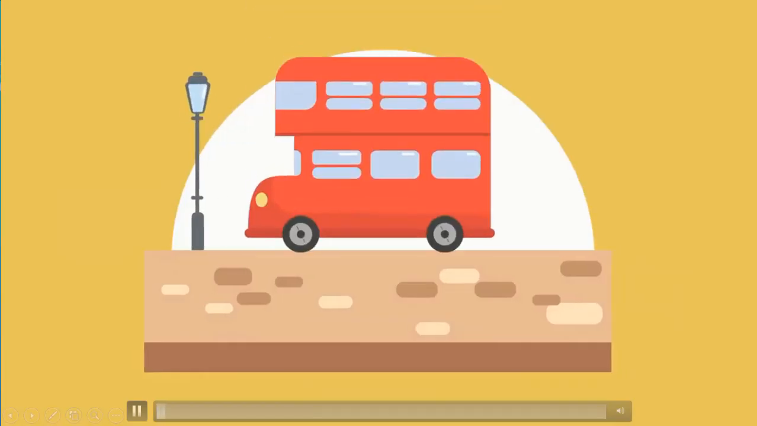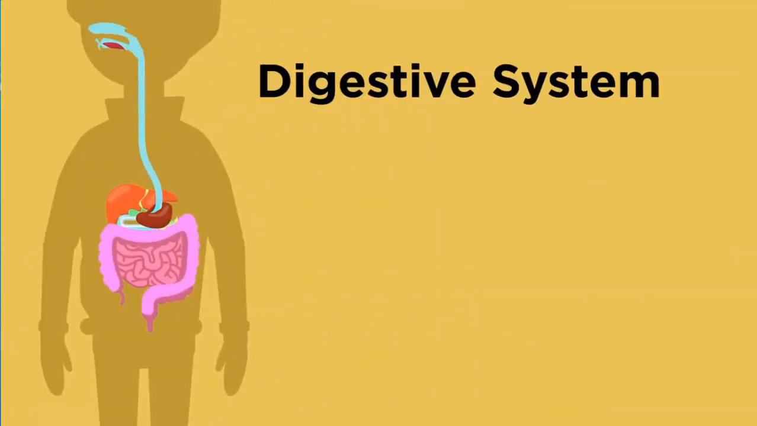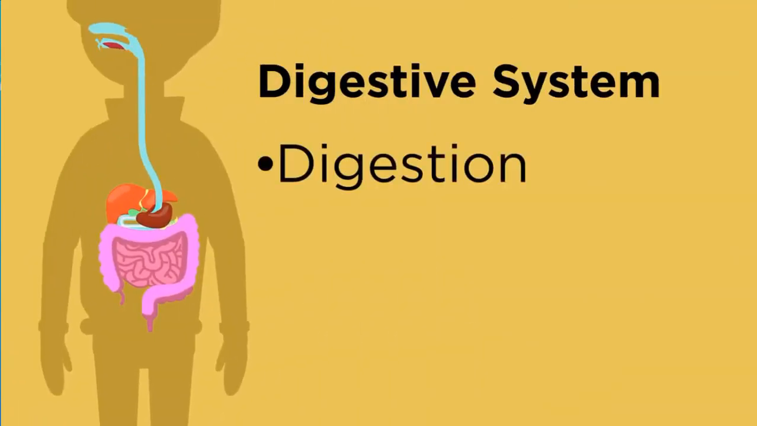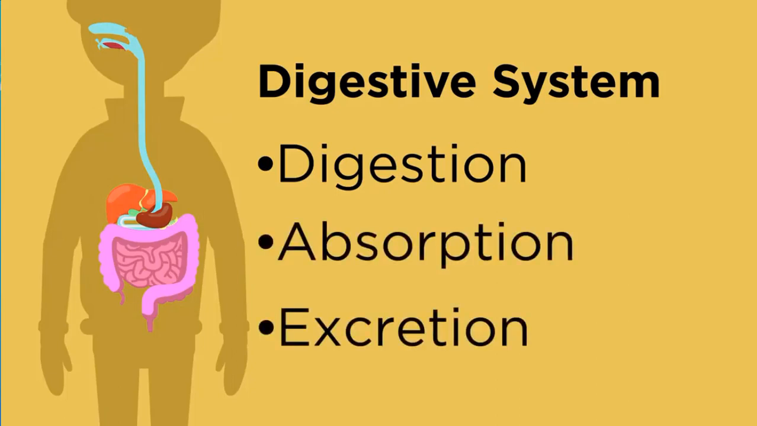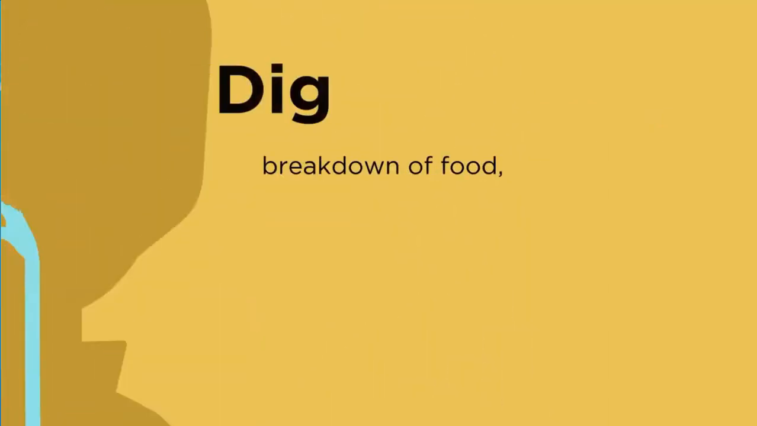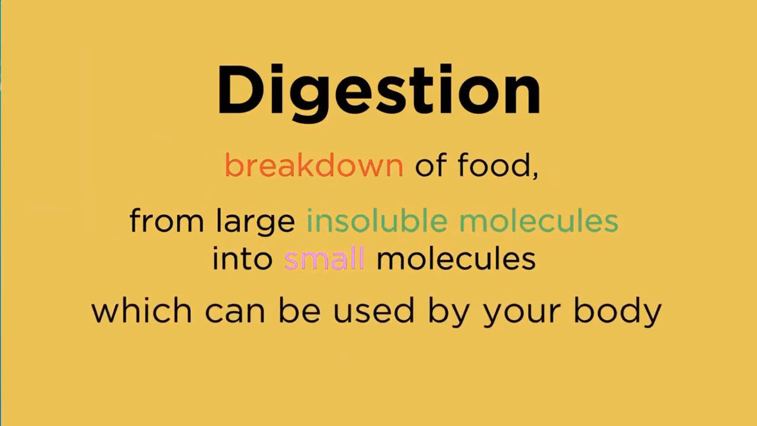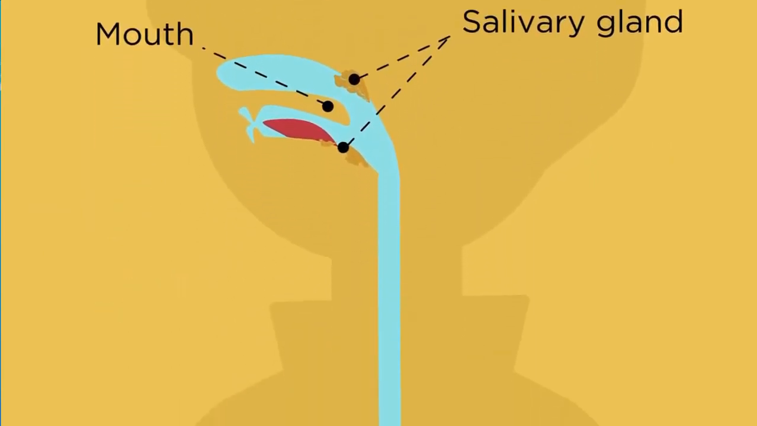Can you believe your digestive system is as long as a bus? Yep, it's about 9 meters long, all wrapped up inside your body. A lot of things go on in your digestive system, not just digestion. What else do you think happens? Digestion goes hand in hand with absorption, which happens in your small intestine, which is what we're going to look at in this video. Digestion is the breakdown of food, from large insoluble molecules into small molecules, which can be used by your body. Digestion involves many organs before it reaches the small intestine.